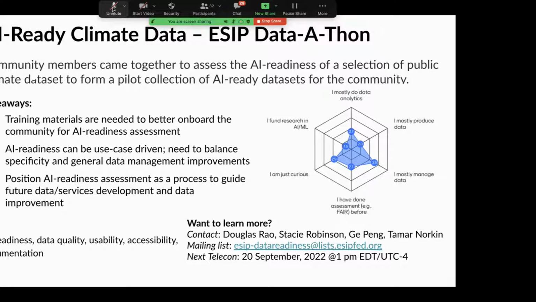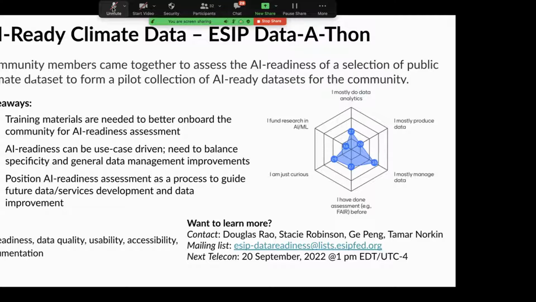We have selected several data sets for people who don't have their own data set for assessment, including data from NOAA, NASA, and the USGS. So the key takeaway for this session is that the training materials are really needed to better onboard the people who want to address the assessment for AI readiness for the community. And we got feedback about there is some confusion in how to do the assessments.